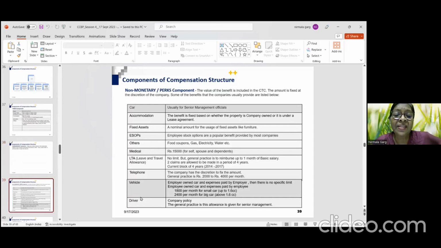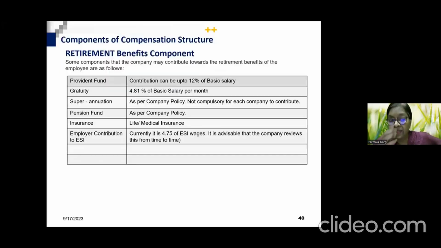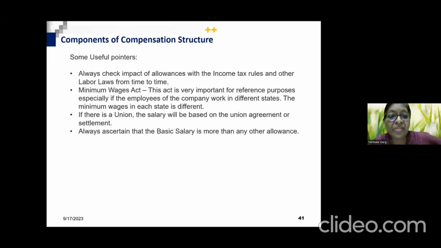All right. Then there are all these non-monetary perks. Then there are these retirement benefits like PF, gratuity, pension, insurance, ESI, etc., which are statutory and mandatory as well, as per the government regulations. It may differ in Dubai, it may differ in other countries. They are country specific.